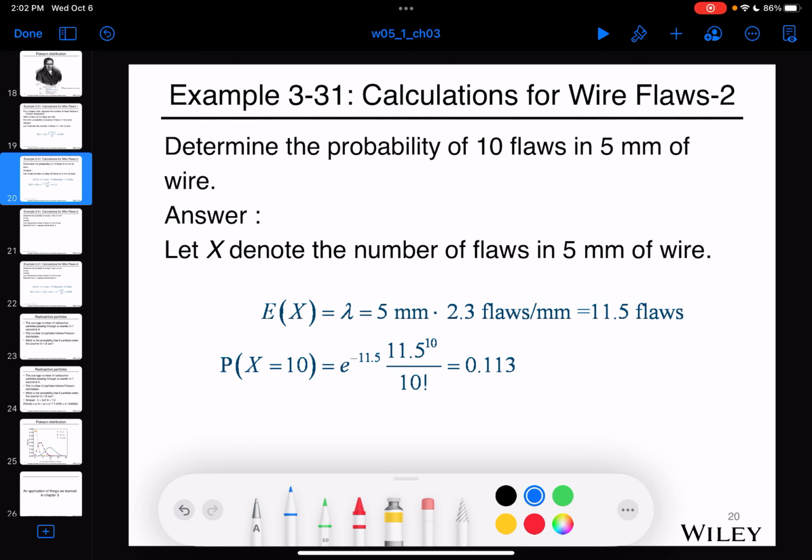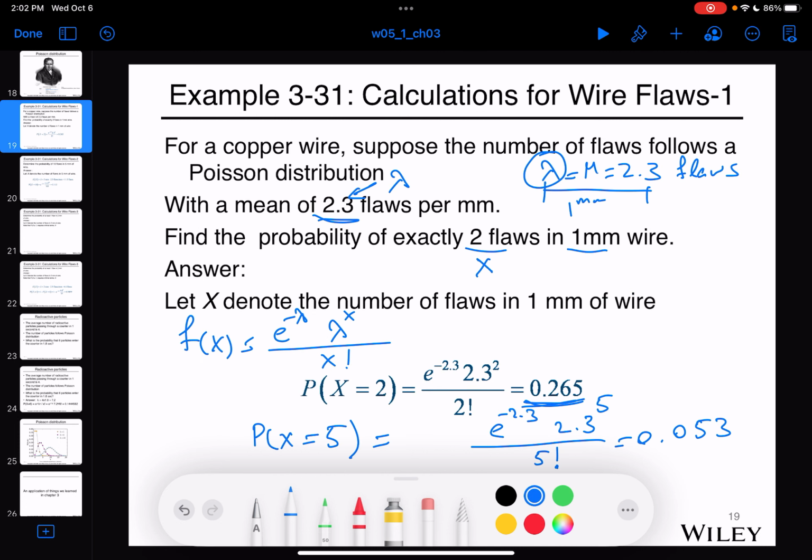Okay. So this example was a relatively simple one because the question gave us how many flaws we have per millimeter, and at the end it asked us what's the probability of having 2 flaws in 1 millimeter, right? So let's make it a little bit more complicated.